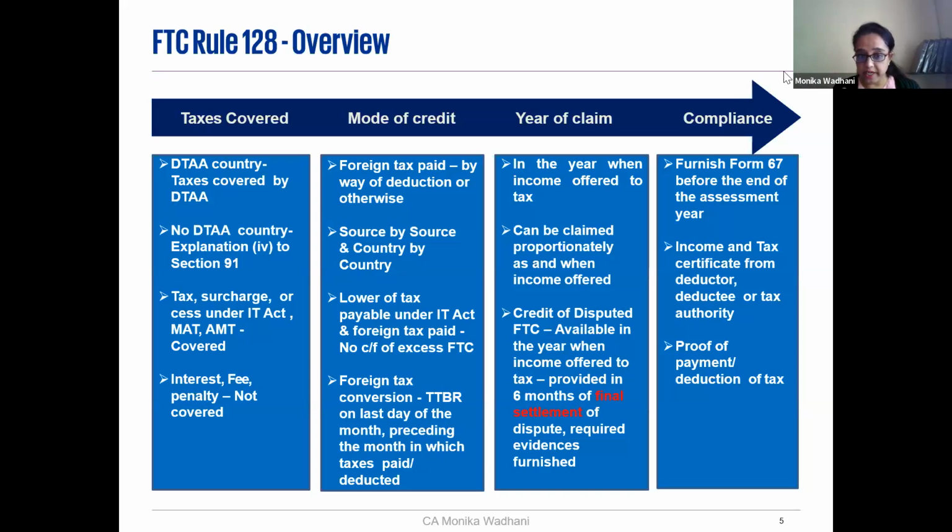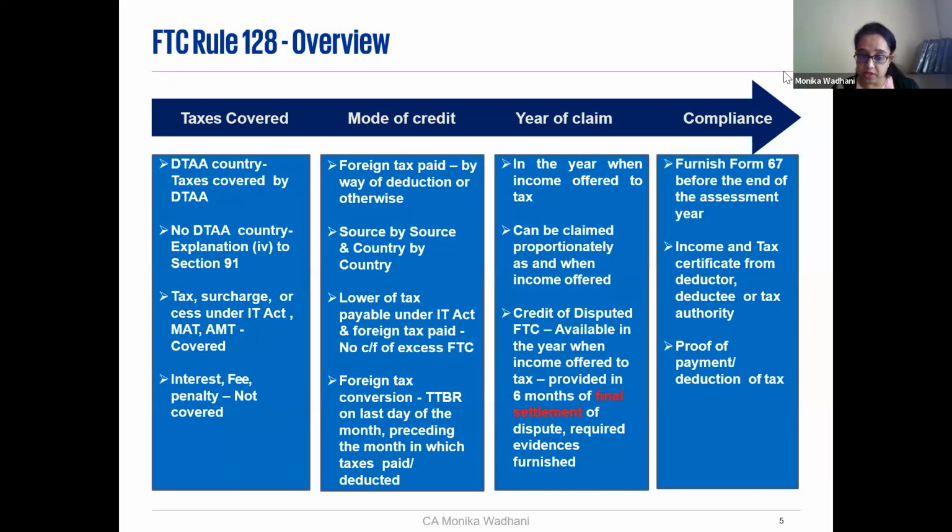So Rule 128, to my mind, clarifies that particular position. Then it says that you have to consider FTC, which is the lower of tax payable under the IT Act and foreign taxes paid. So it only considers the ordinary credit method under Rule 128. It does not consider what happens in case of full tax credit, what happens in case of tax sparing, etc.